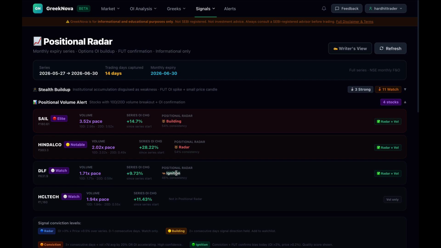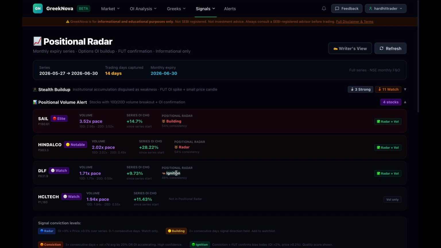The ignition list is a list where we rate stocks higher than other stocks. Which means DLF is comparatively better placed when it comes to positional volume alert. So if I have to take a decision of building a case study of DLF being long from here, I have a lot of good parameters in place. So I will keep an eye on this maybe for tomorrow and see how this develops.